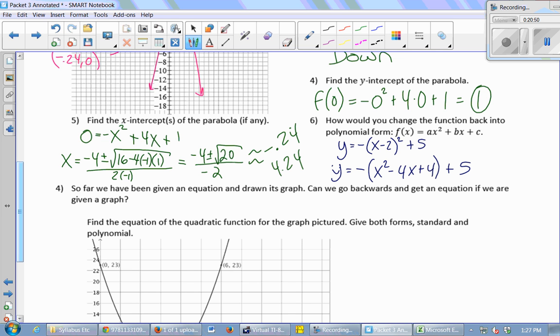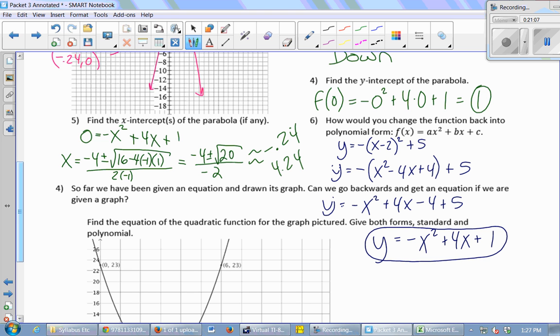And then I'm going to distribute the negative. Negative x squared plus 4x minus 4 plus 5. And finally, combine the like terms, and I get negative x squared plus 4x plus 1. That is the formula we started with.